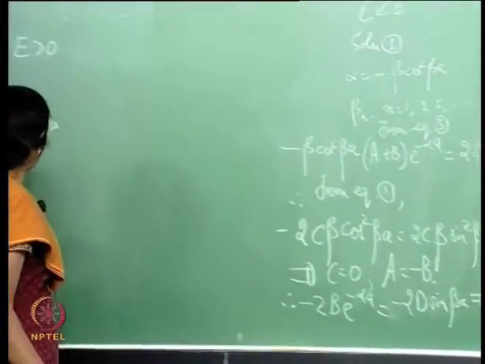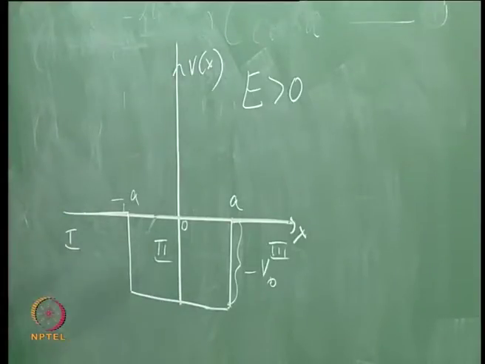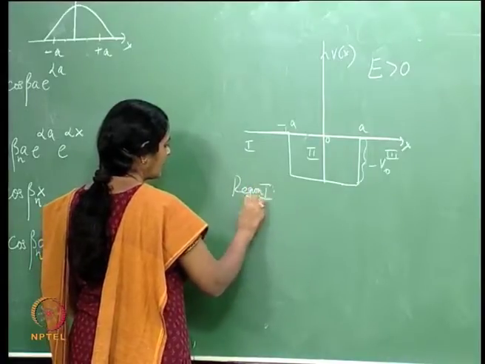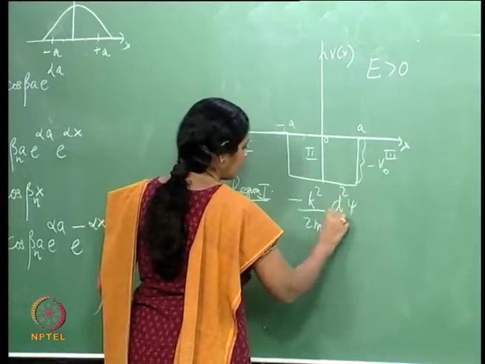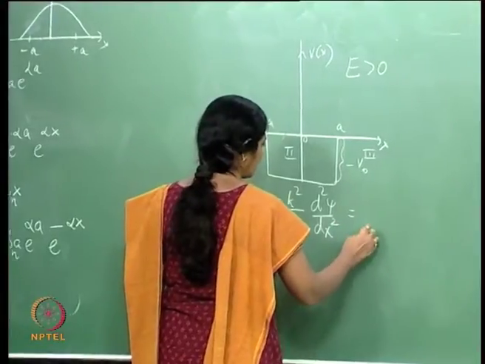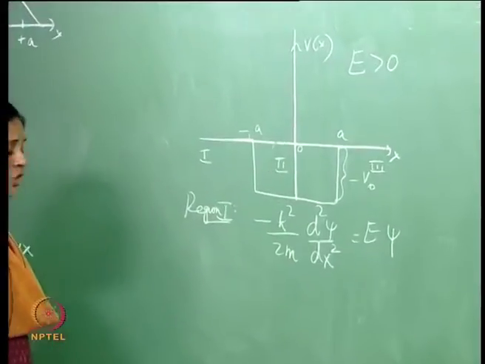Although there is a potential, there is enough energy to overcome the potential in region 2, and of course in regions 1 and 3 it is genuinely free. So let us look at the wave functions in the 3 regions. If you look at region 1, the Schrödinger equation, there is no V, but there is an E, and the energy is positive.